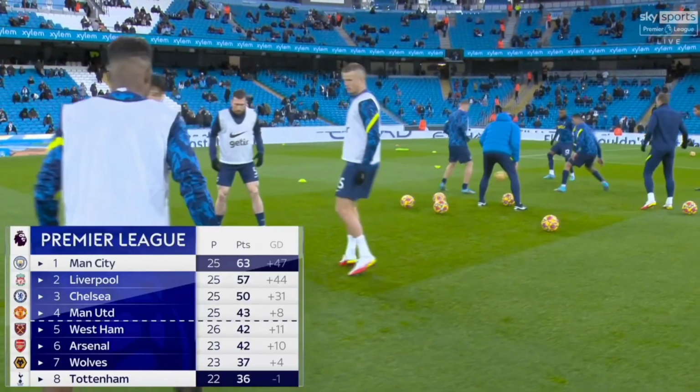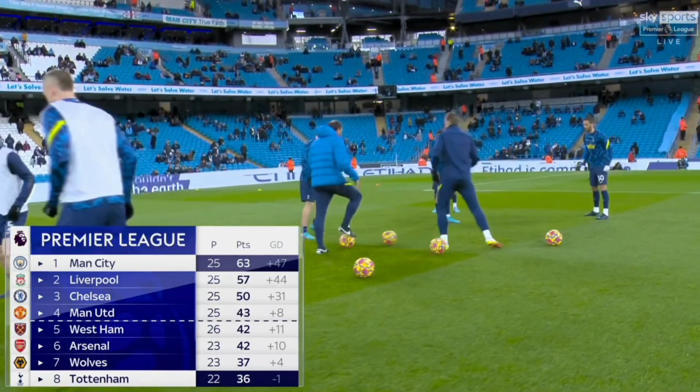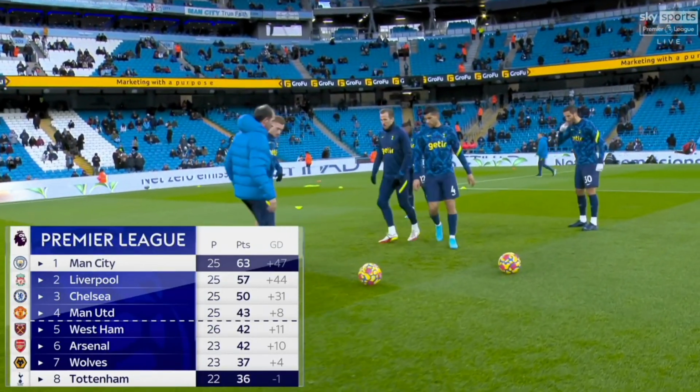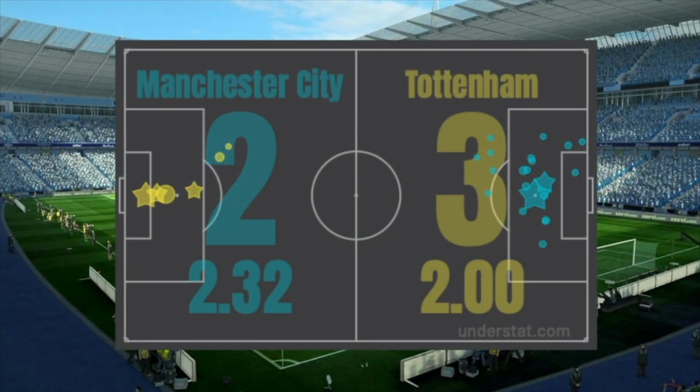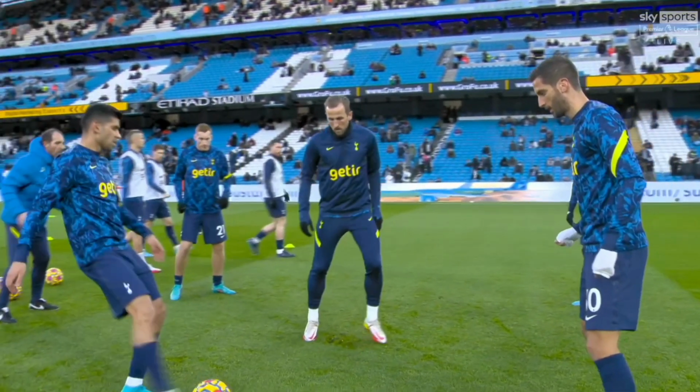From this point it did look like an uphill battle, however Tottenham was still able to create chances. By the end of the game, despite City recording an XG of 2.32, Tottenham had recorded 2.00, pretty impressive against Manchester City. And a lot of this was down to Harry Kane, who was absolutely world class in this game.